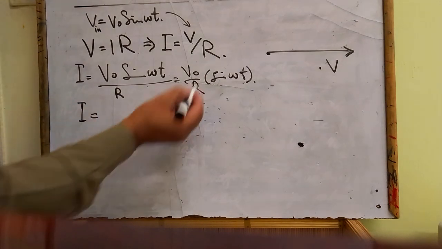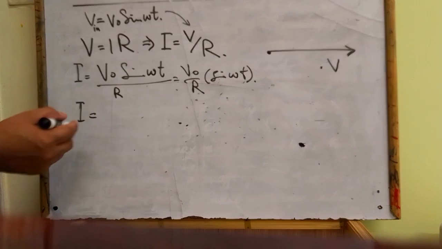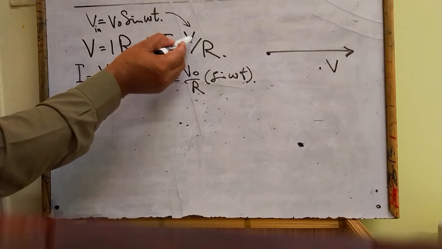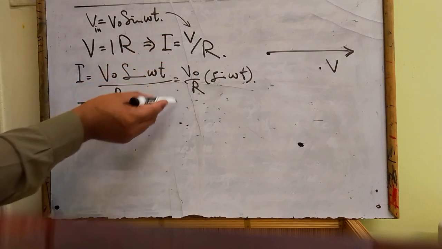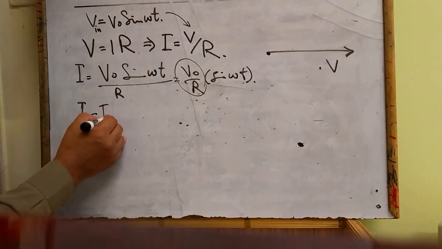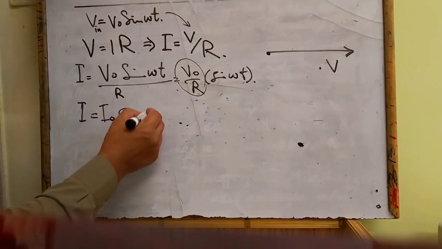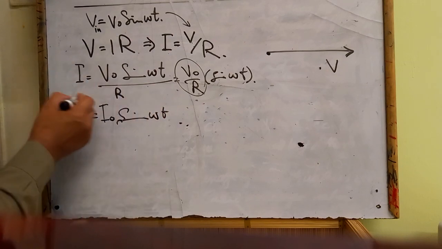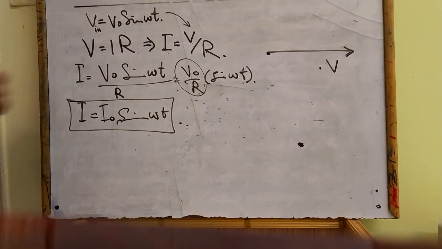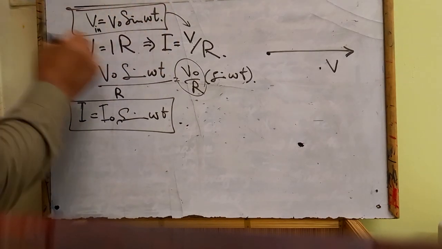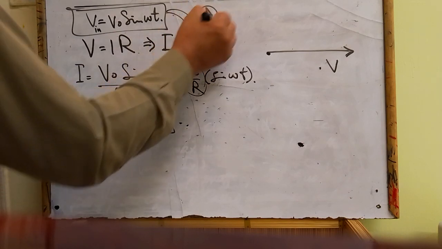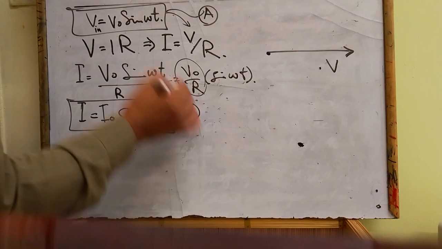Now, as we know that I is equal to V divided by R, so V naught divided by R should be equal to I naught. So simply taking this term equal to I naught, I is equal to I naught sine of omega t. This is an equation for the alternating current. And this is the equation for alternating voltage. This is equation number A, and this is B.